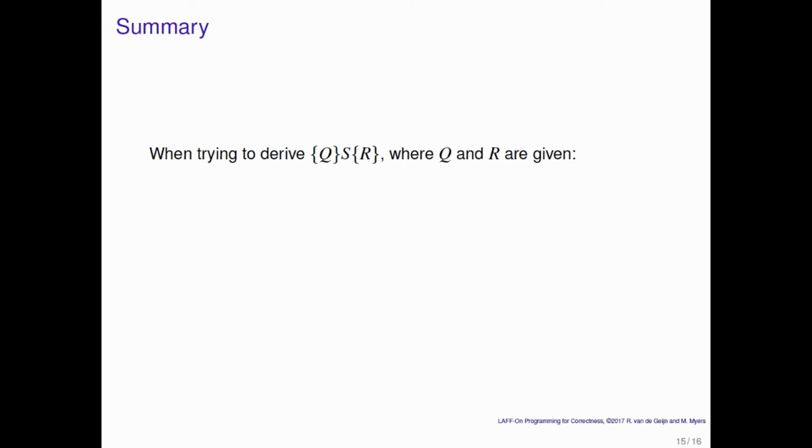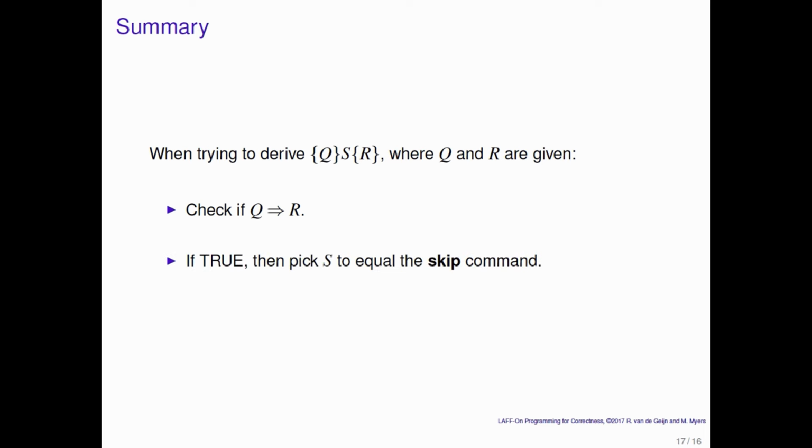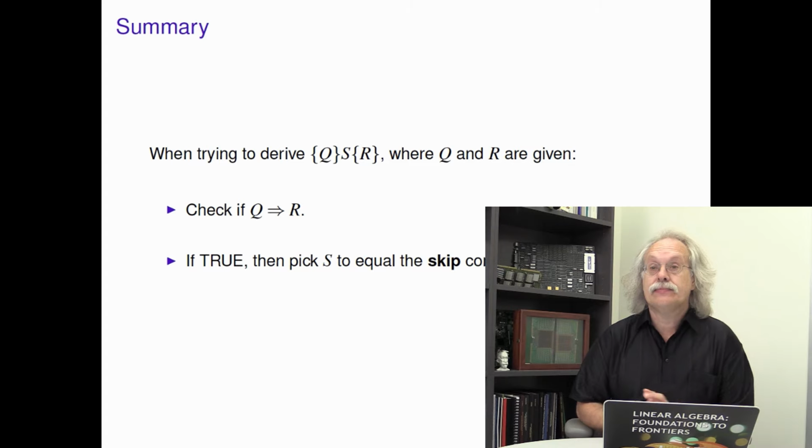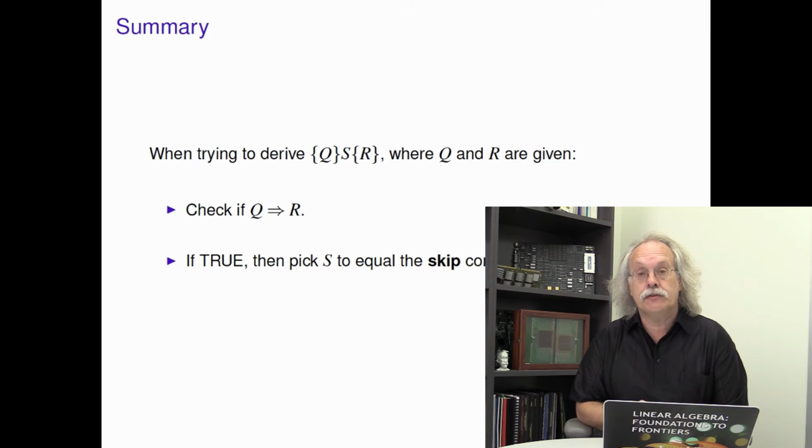So what happened here? We had a Hoare triple that defined what we wanted the code segment to do. We examined the precondition and post condition and noticed that the precondition already implies the post condition, and therefore we recognize that an appropriate command to pick is the skip command. Ta-da! You have derived your first code segment.